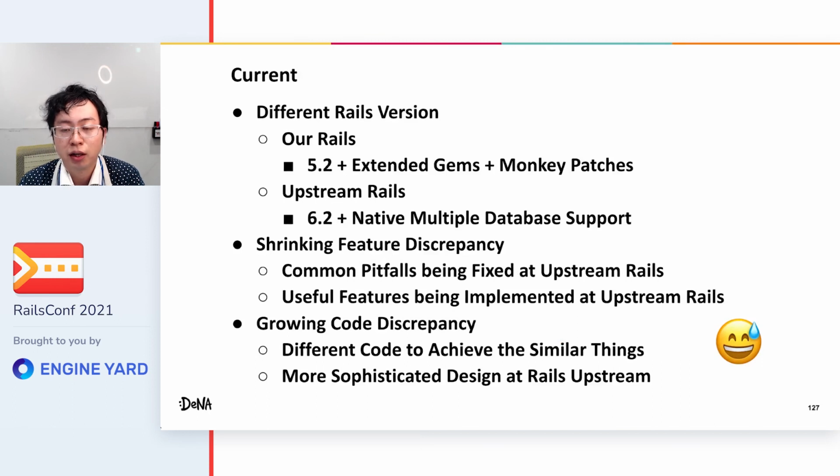Then the current state. There are two different Rails versions. Our Rails is 5.2 plus extended gems plus monkey patches, and upstream Rails is 6.2 plus native multiple database support. The feature discrepancy is shrinking. For example, common pitfalls are being fixed in upstream Rails, and useful features are being implemented in upstream Rails. However, there is a growing code discrepancy, because there is different code to achieve similar things, and there is a more sophisticated design in upstream Rails.